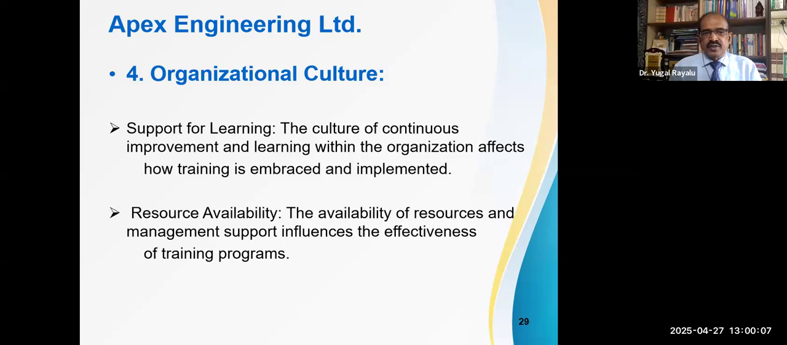Organizational culture. Support for learning, the culture of continuous improvement and learning within the organization affects how training is embraced and implemented. Resource availability, the availability of resources and management support influences the effectiveness of the training program. We have said different institutions have different cultures. Now, this institution is a manufacturing industry. It may have its own culture. And before imparting the training, the trainers did have a communication with them about what kind of environment is prevalent in the industry and what kind of resources and support to the trainees is available.